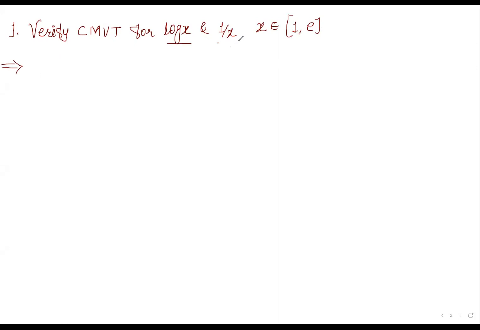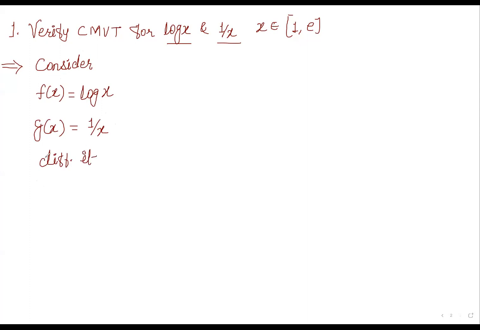Now the given functions are log x and 1 upon x. So consider f of x is equal to log x, g of x is equal to 1 upon x. Now differentiate it. Derivative of f of x, that is f dash of x, is equal to the derivative of log x, which is 1 upon x. Derivative of g of x, that is g dash of x, is equal to the derivative of 1 upon x, that is minus 1 upon x square.